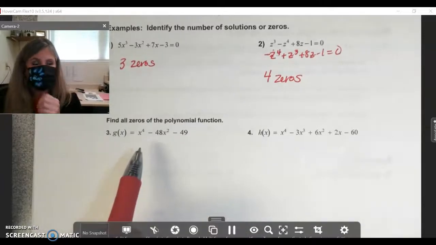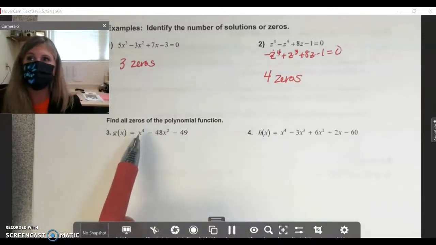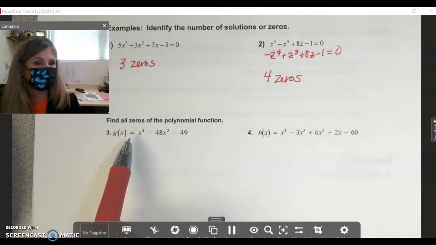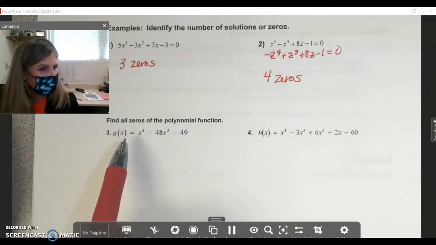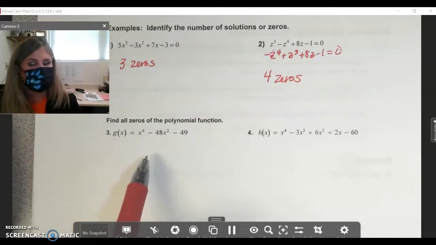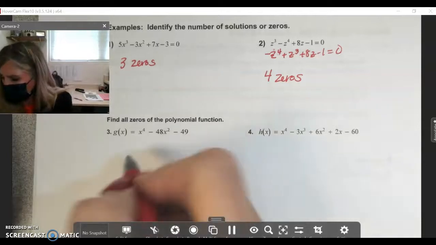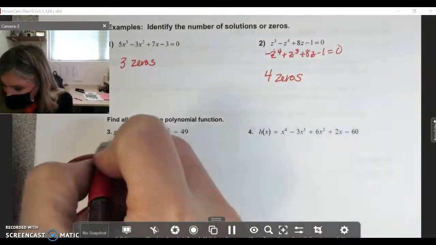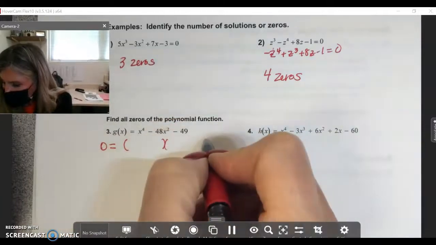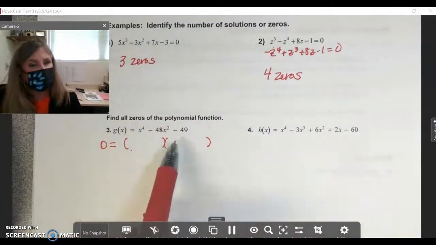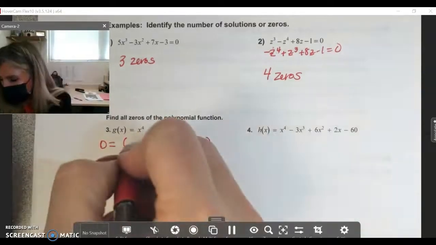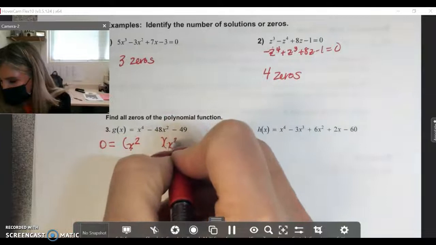Now on number 3, we're supposed to find all the zeros. How do we find zeros? What's one of the methods we can use? Factoring. We can factor by grouping. We can factor by setting up our double parentheses. So let's try factoring here. I would set this function equal to 0. I'm going to set up my double parentheses. What times what will give us x to the 4th? Good. So we would have x squared and x squared.